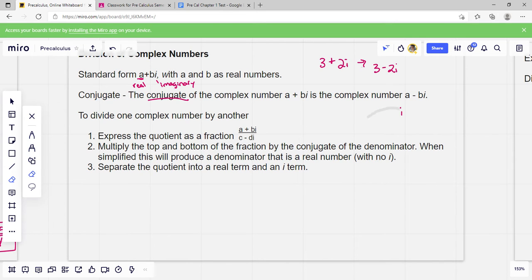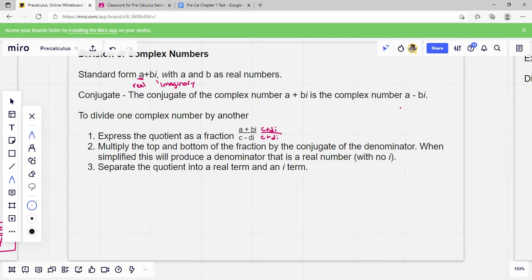All right, so what that's going to do is allow us to solve division problems with complex numbers. So to divide one complex number by another, we're going to express the quotient as a fraction. So first off, we want to write it as a fraction, one over the other. Multiply the top and the bottom of the fraction by the conjugate of the denominator. So we're going to take this denominator and multiply it by its conjugate. So we need the conjugate of the bottom, which would be c plus di, and then we multiply it by the top and the bottom. And we did this last year.